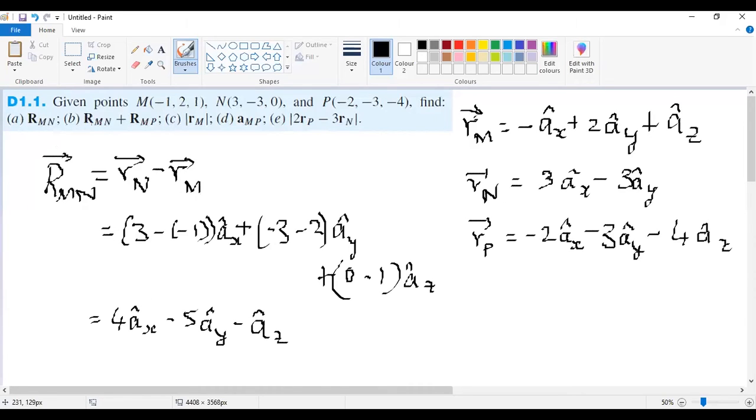Then you are supposed to find the sum of two distance vectors, Rmn and Rmp. Just like you have found Rmn, I showed you how to do it. You can use the same thing to do this Rmp. That is the distance between M and P. You should take the position vector of P into consideration and find that. Then find the sum of those two vectors, you get this.